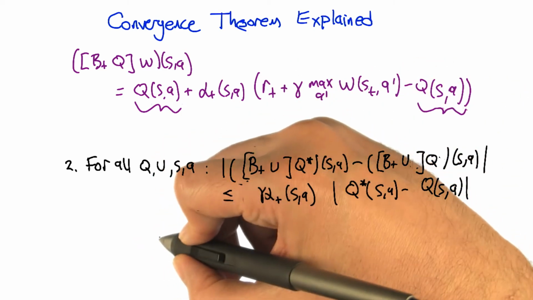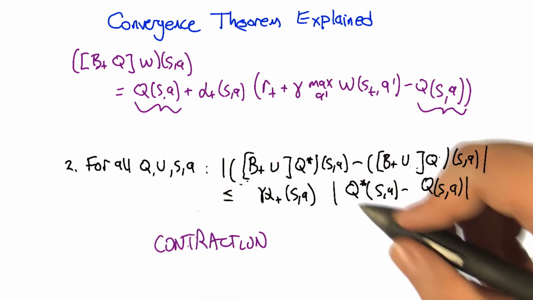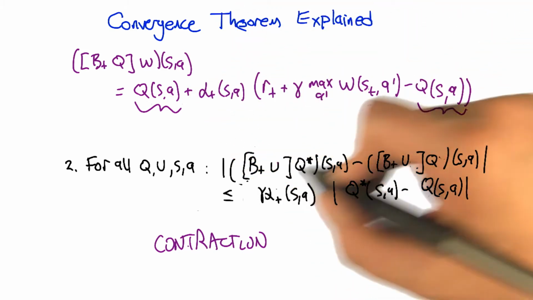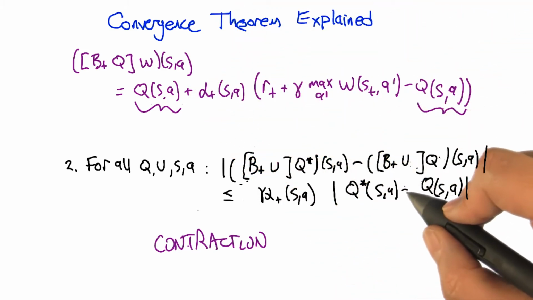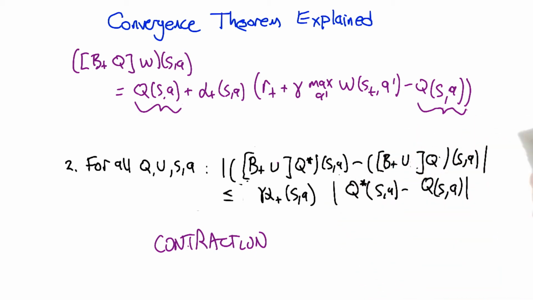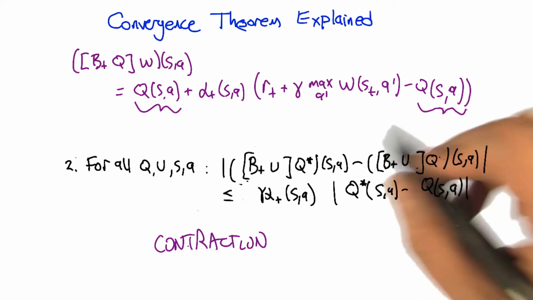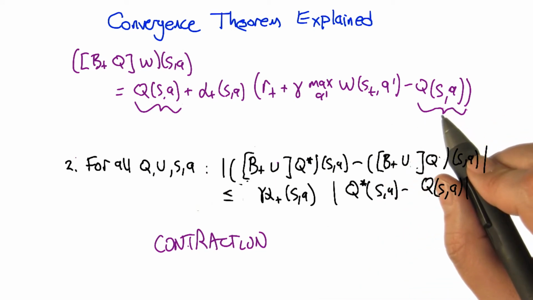It's the contraction property. The fact that this update has the form of a contraction is what gives us this property being true, that after we apply an operator, things get closer together. And then the third condition was just the condition on the learning rates, and we need that for any kind of Q-learning algorithm anyway.